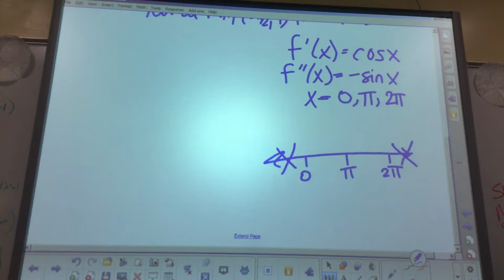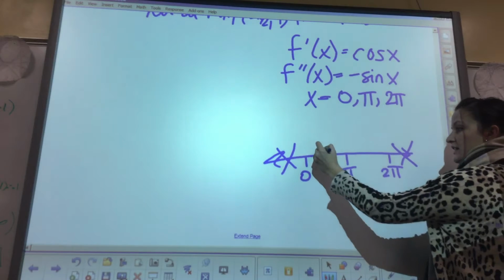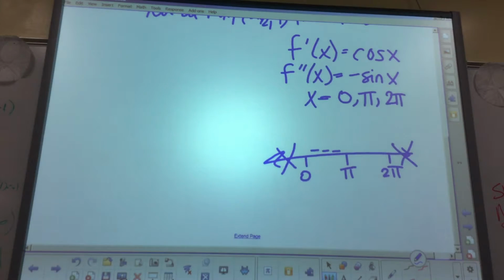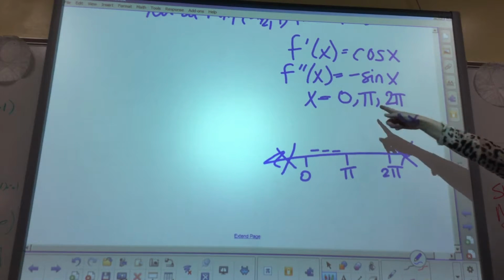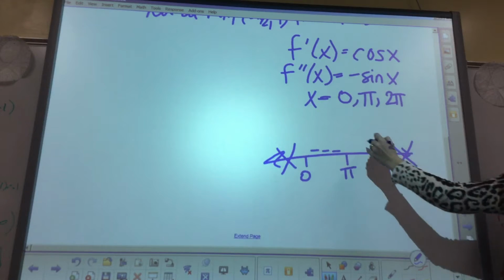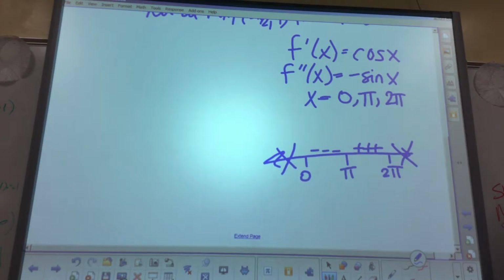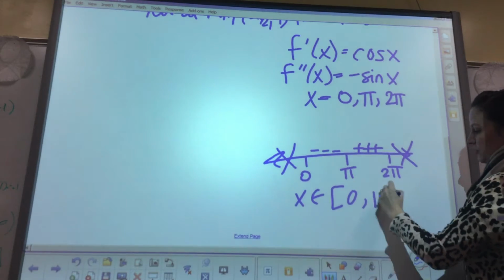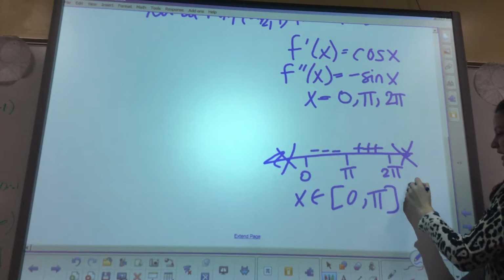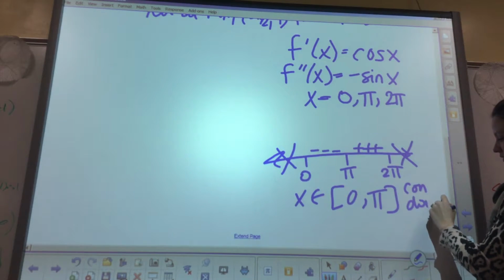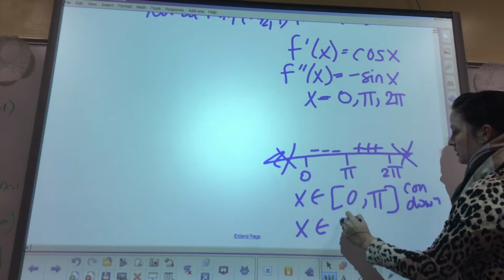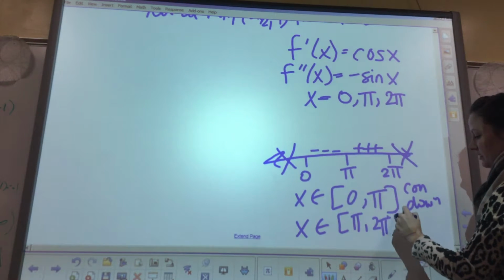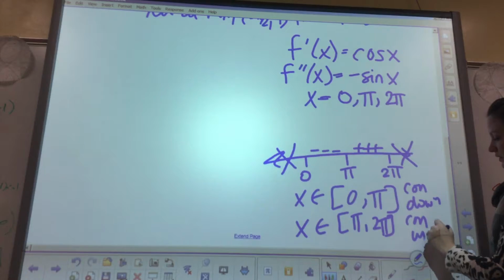So between 0 and 2 pi, if we are at pi over 2, sign has now flipped, so that's negative. We're looking at 3 pi over 2, positive. Sign has now flipped, right? Because it's a negative sine x, so now it's positive. So what this tells us is that on the interval from 0 to pi, x is concave down. From pi to 2 pi, x is concave up.